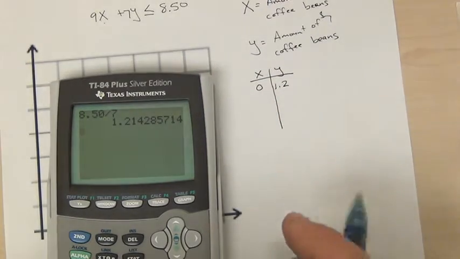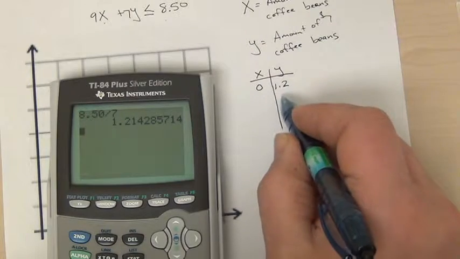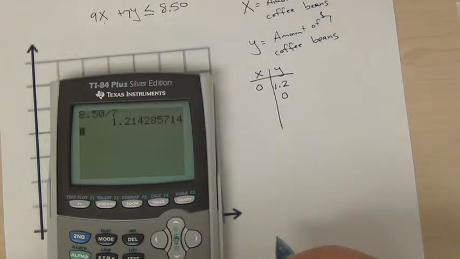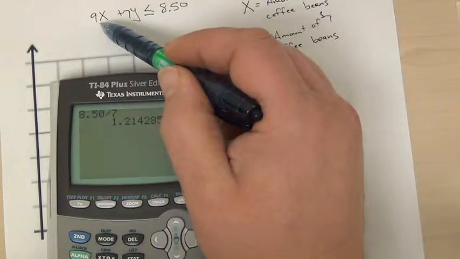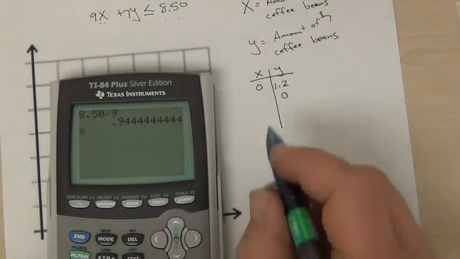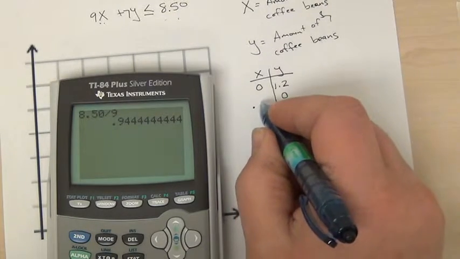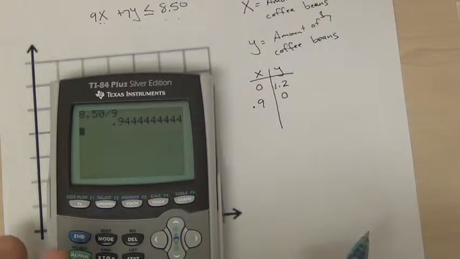I'm going to round it to the nearest tenth. To find my x-intercept, I'm going to plug in 0 for y, and then solve how many $9 pounds I could get to be under that. So I'm going to take $8.50 divided by 9, and I'm going to get 0.944. I'm going to round to 0.9 just for ease.